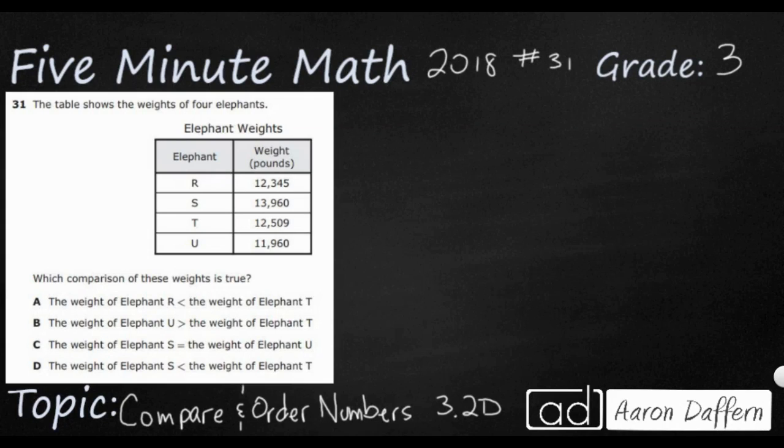Today we are looking at the third grade concept of comparing and ordering numbers. This is standard 3.2D in the great state of Texas, and we are using item number 31 off the 2018 STAAR test as practice. If you haven't done so already, go ahead and take a moment to pause the video, solve the problem on your own. When you're finished, unpause the video and we will look at our answers together.